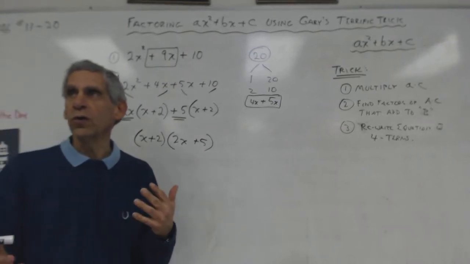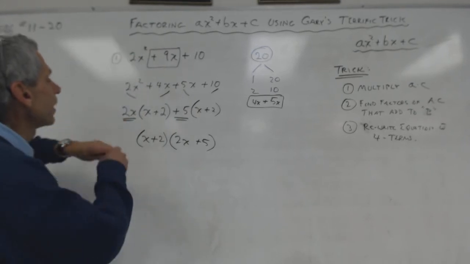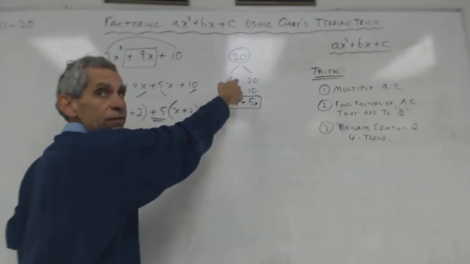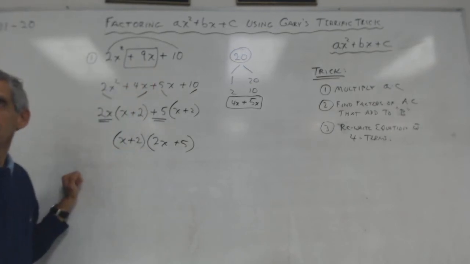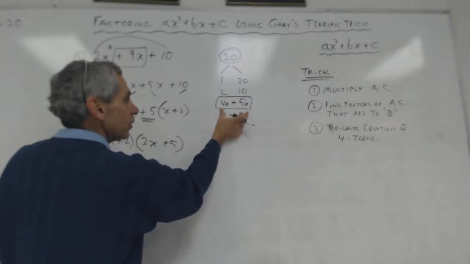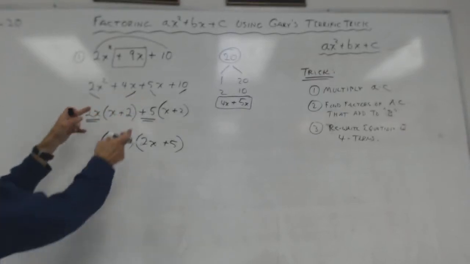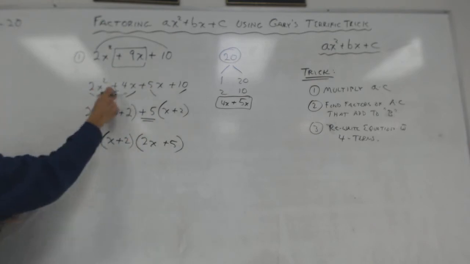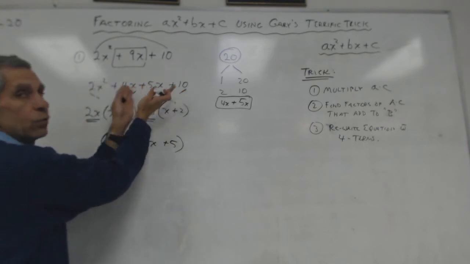I find I can do it faster than most people using the other method. So let's review real quickly and make sure you understand. The first thing I did is I said A times C. I did this times this, and I got 20. I figured out factors of 20 that added to my middle term, B. Once I found the factors that added to it, I realized I could replace the 9x with that. Always double check that the 4x plus 5x equals 9x. Then I have 4 terms. I rewrite it as a 4-term, and then I factor each by grouping.